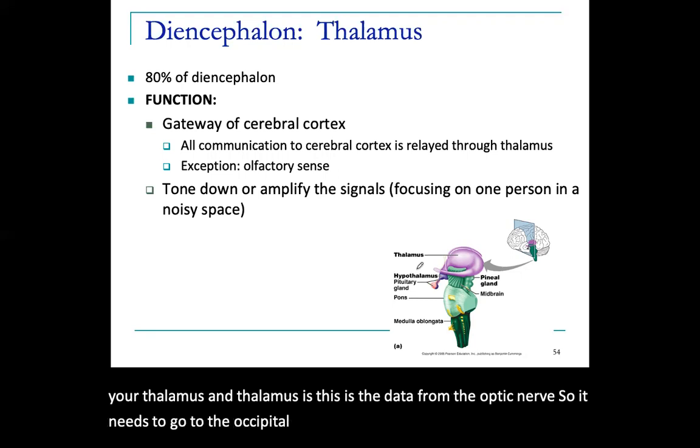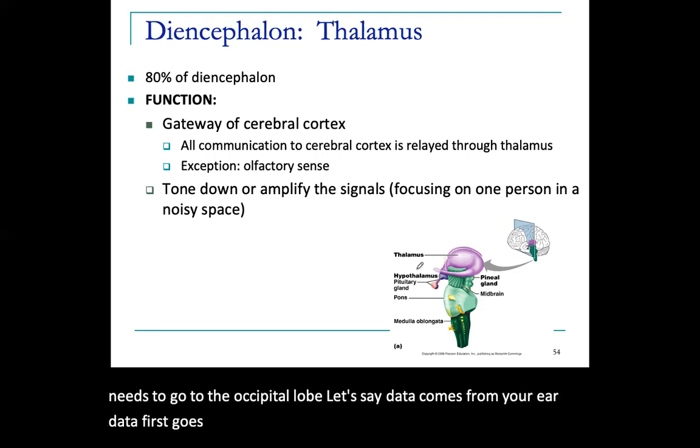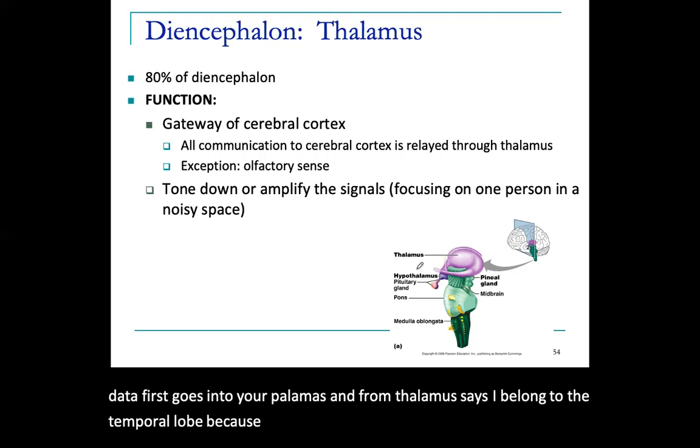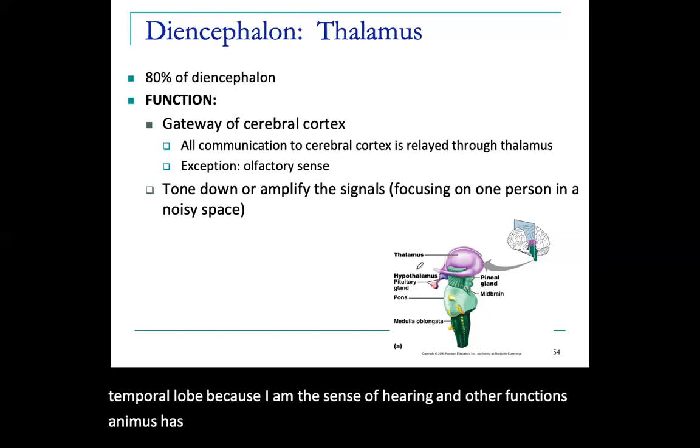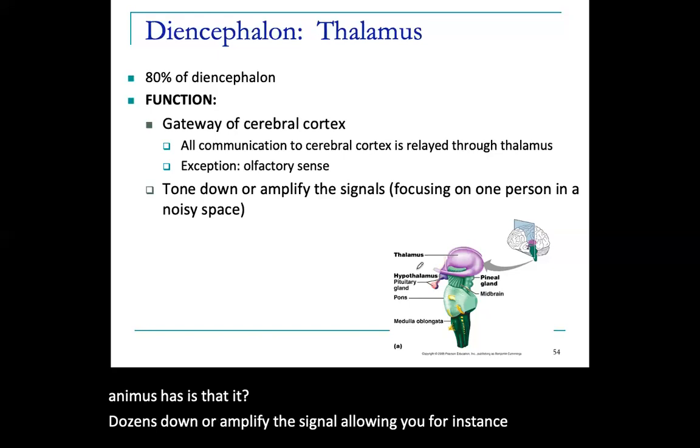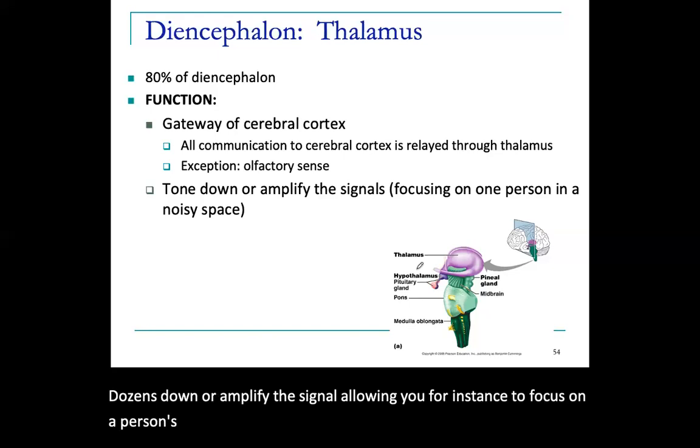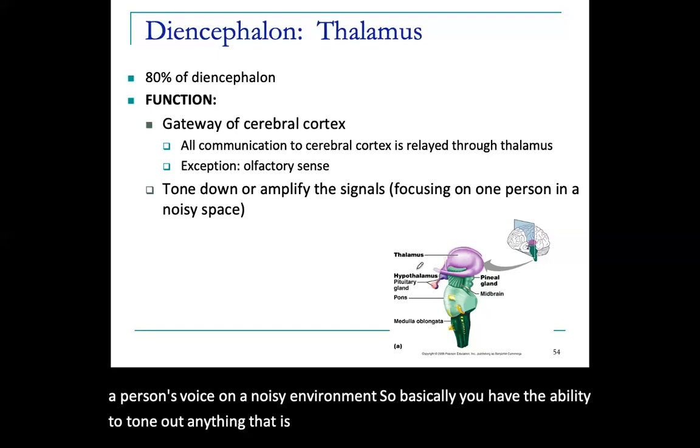Let's say data comes from your ear. Data first goes into your thalamus, and from the thalamus it says, I belong to the temporal lobe because I am the sense of hearing. Another function the thalamus has is that it tones down or amplifies the signal, allowing you, for instance, to focus on a person's voice in a noisy environment. So basically you have the ability to tone out anything that is extra and amplify the one that is your focus.